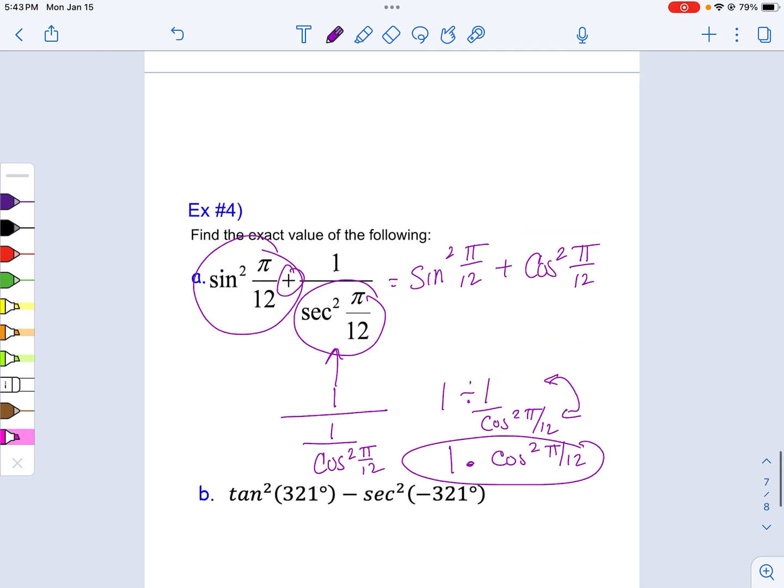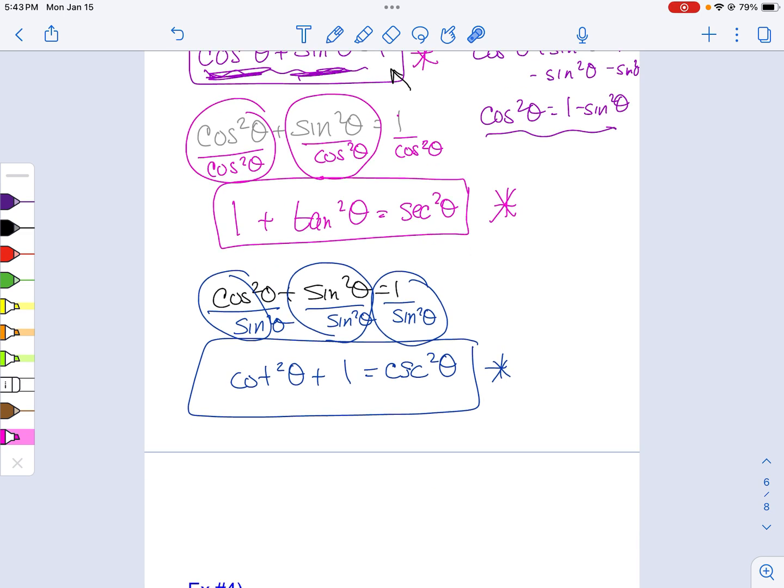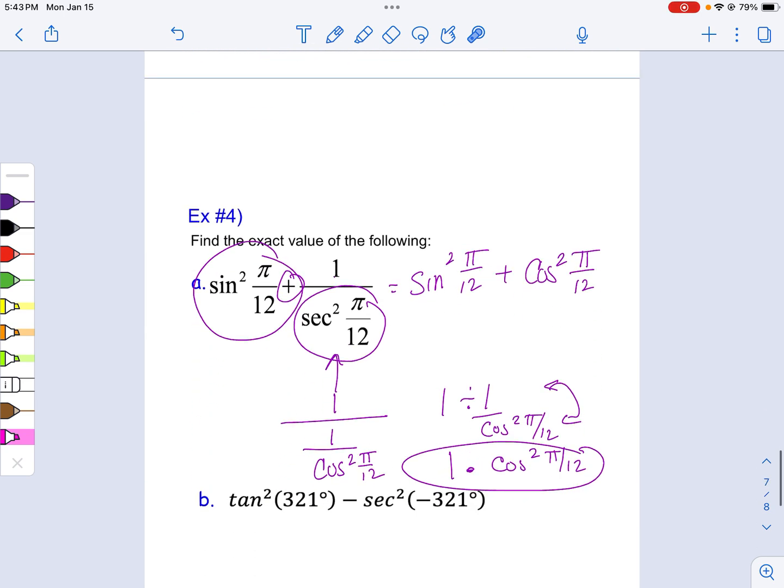Now, if we go back to our identities, it says cosine squared plus sine squared right up here in that top one. Well, that's the same as sine squared plus cosine squared. Because these angles are exactly the same, if I take cosine squared and sine squared and add those together, I end up with 1. So that whole thing simplifies to just 1.